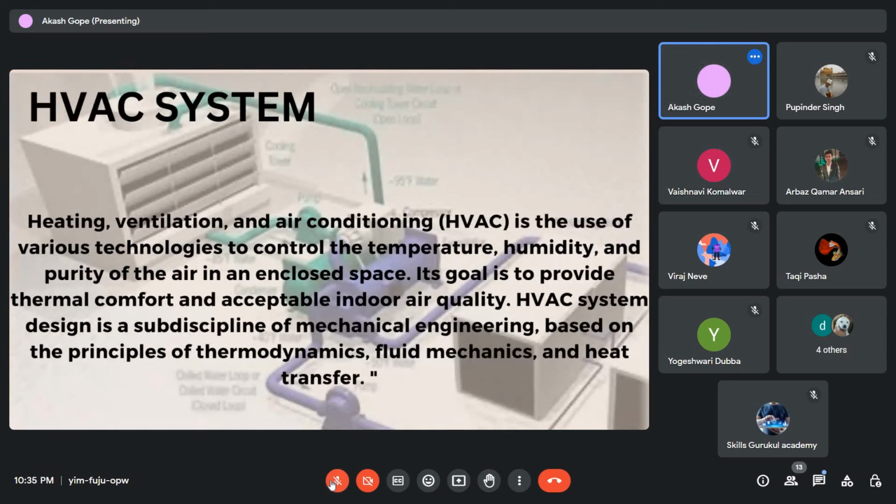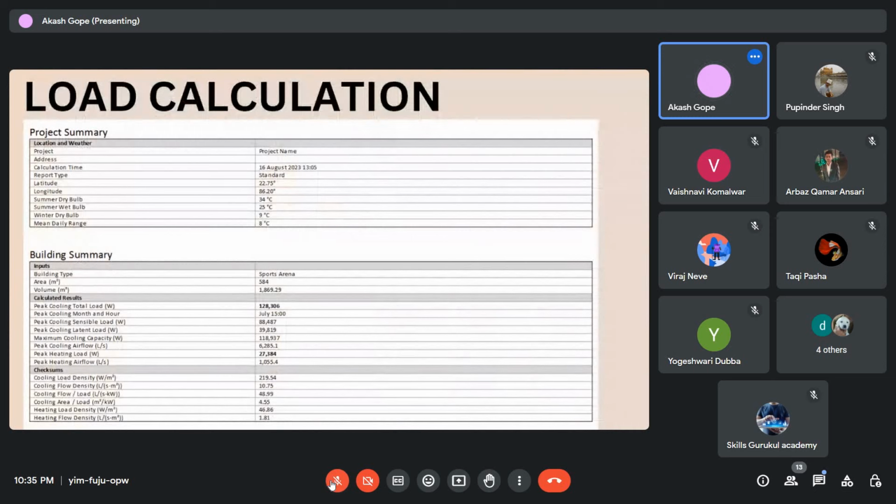HVAC system: heating, ventilation, and air conditioning. HVAC uses various technologies to control the temperature, humidity, and purity of air in an enclosed space. Its goals are to provide thermal comfort and acceptable indoor air quality. HVAC system design is a subdiscipline of mechanical engineering, based on the principles of thermodynamics, fluid mechanics, and heat transfer.